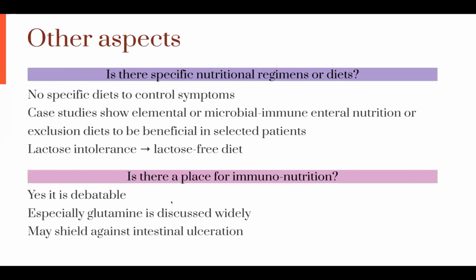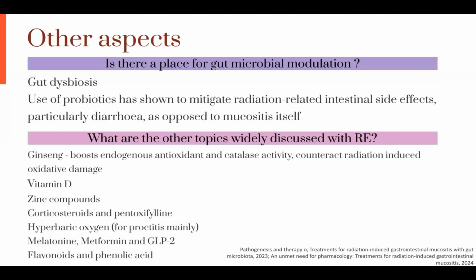To answer specific questions, are there specific nutrition regimes or diets? No specific diet to control symptoms, but case by case we can evaluate and do. For example, lactose intolerance, lactose-free diet. Is there a place for immunonutrients? It's debatable because glutamine is discussed widely because it gives a shield to the intestinal ulceration, but I couldn't find a place to say this has to be given and this is the best result.